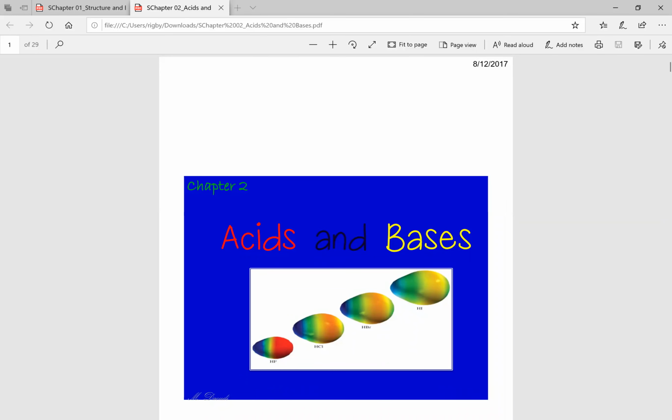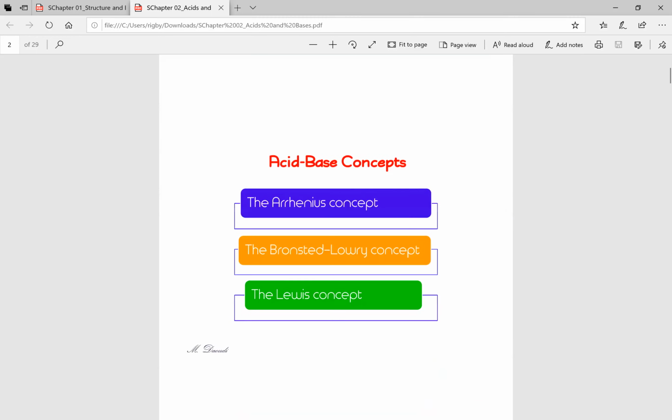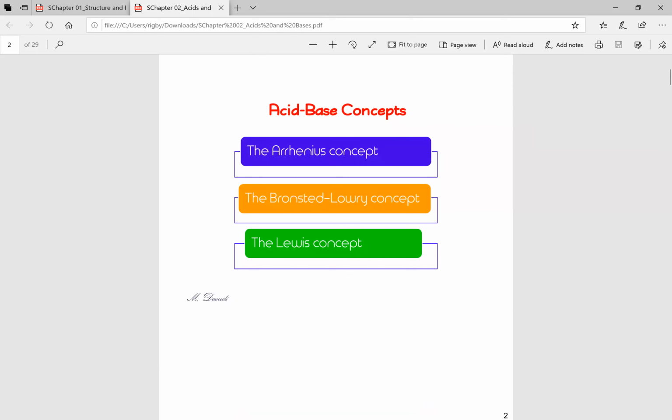All right, hello. Today we are going to be talking about Chapter 2, Acids and Bases. So the main idea of acids and bases is there are three different concepts: the Arrhenius concept, the Bronsted-Lowry concept, and the Lewis concept. The two that we are going to be focusing on mostly are the Bronsted-Lowry and the Lewis concept. And specific to acids and bases, we are going to be focusing the most on the Bronsted-Lowry concept.